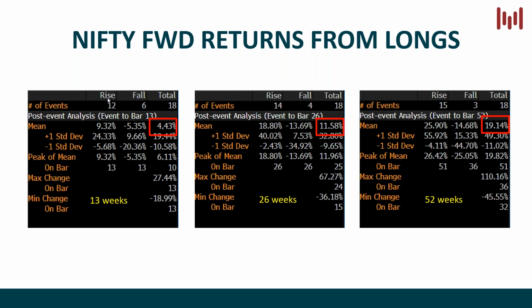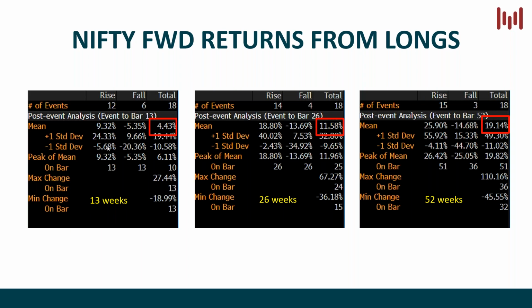Now we'll talk about rise and fall. What does rise mean? And the number there is 12. Rise means in how many out of those 18 occasions was the Nifty trading at a higher value 13 weeks later? That number was 12. In 6 occasions, 13 weeks later, the Nifty was trading at a lower value compared to the value at which you bought the Nifty. That is what the numbers 12 and 6 mean, respectively.